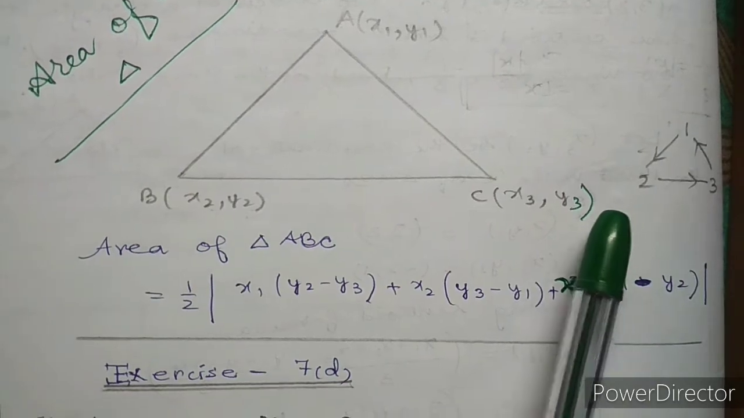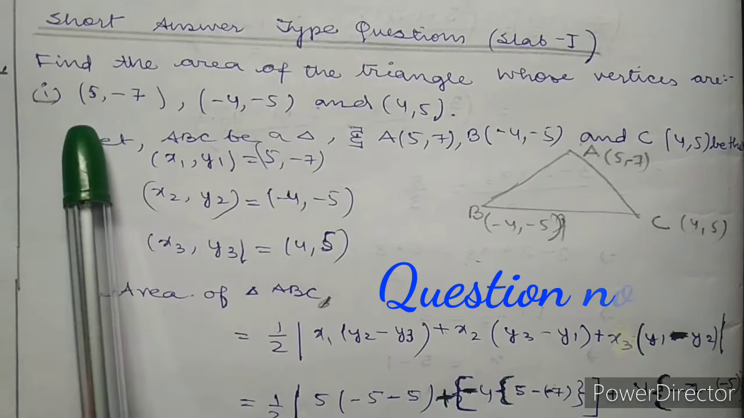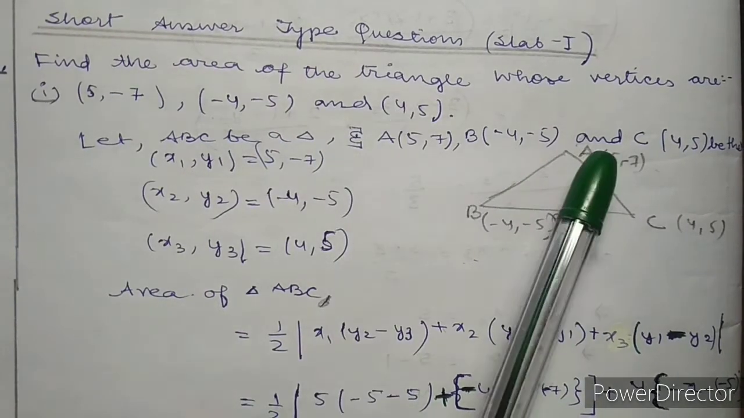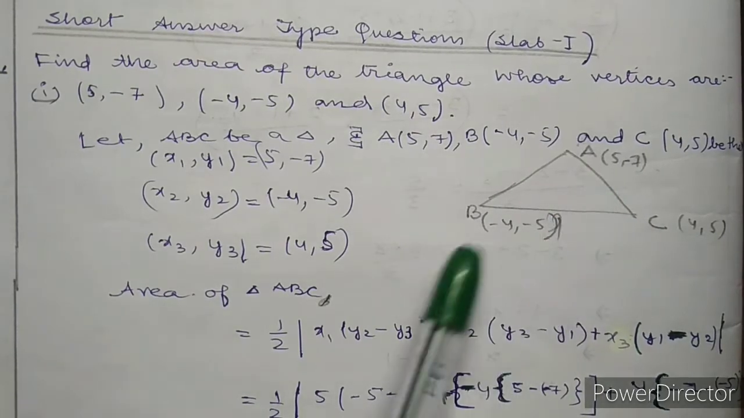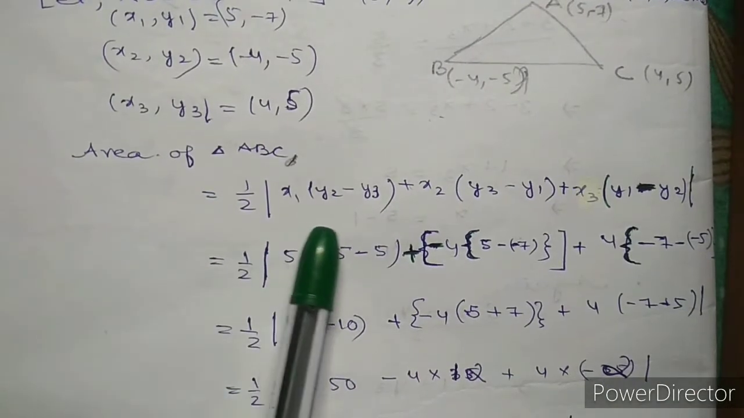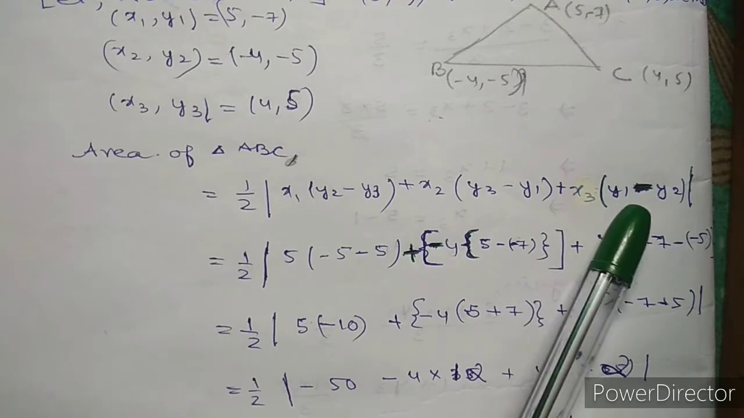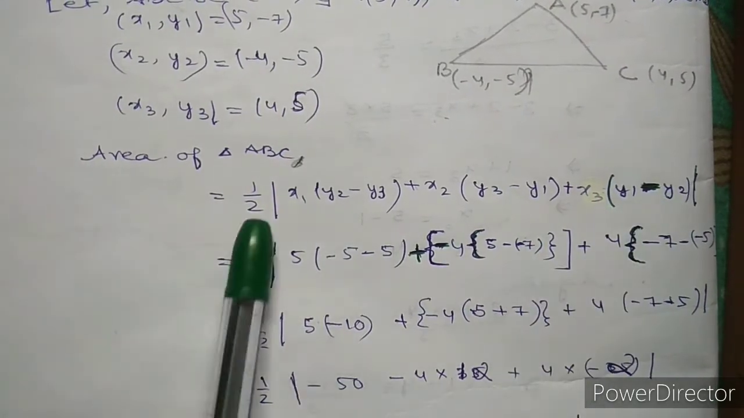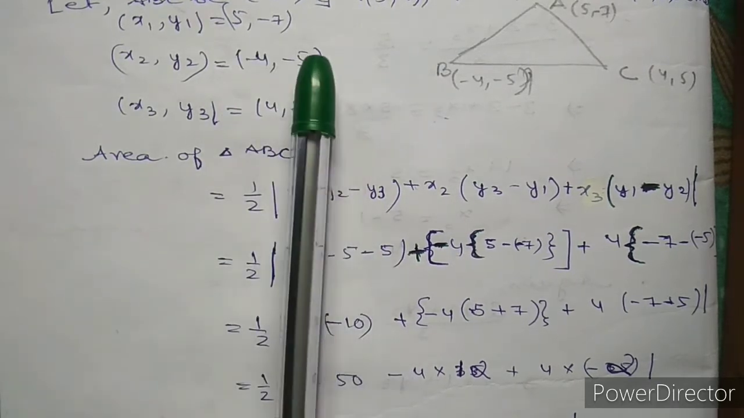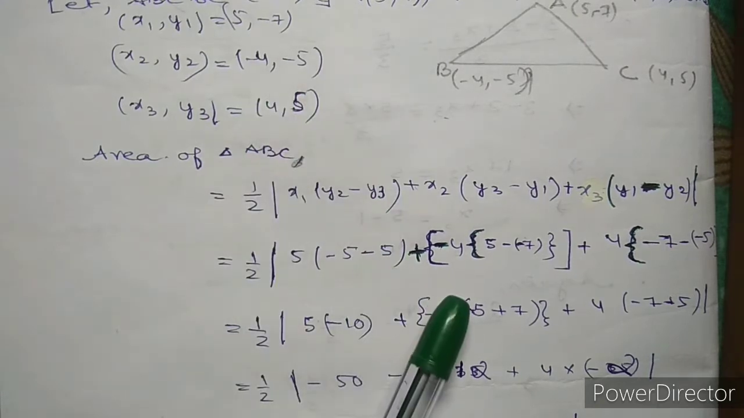Fine. Now suppose one question is, you have to find the area of a triangle whose vertices are 5, minus 7, minus 4, minus 5 and 4, 5. So these are the vertices x1 y1, x2 y2, x3 y3. And we know the area of the triangle is half x1 (y2 minus y3), x2 (y3 minus y1) plus x3 (y1 minus y2). Now put the values: half. x1 is our 5, then it will be minus 5, minus 5. Then x2 is minus 4, so it will be minus 4.